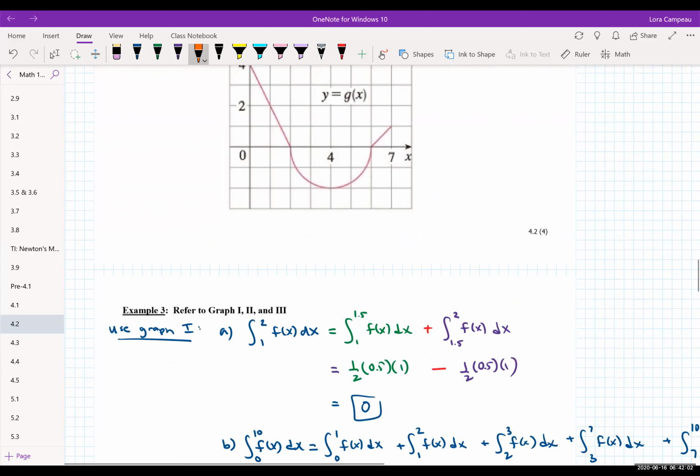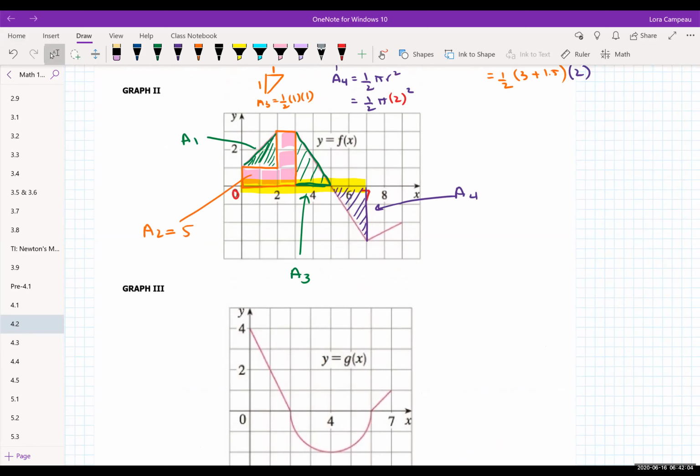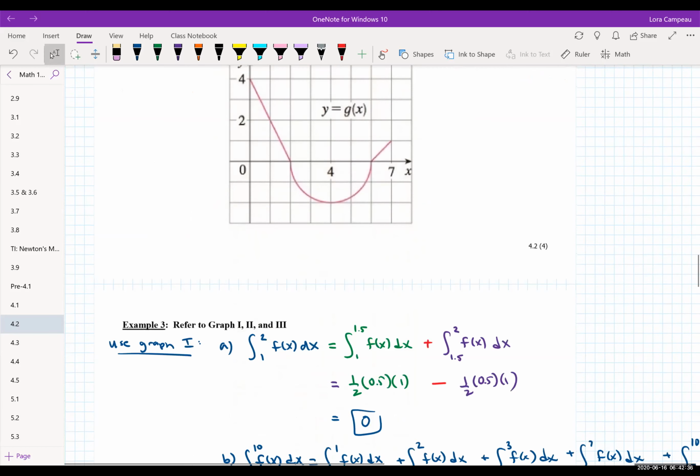I'm really interested in looking at area 3 and area 4. Without doing any math computations, notice that both of them have the same base. Both of their bases are 2, and their height is 3. One is completely above the x-axis, one is completely below the x-axis. So what I might be interested in is saying, hey, do I even have to bother? Area 3 and area 4 neutralize each other.